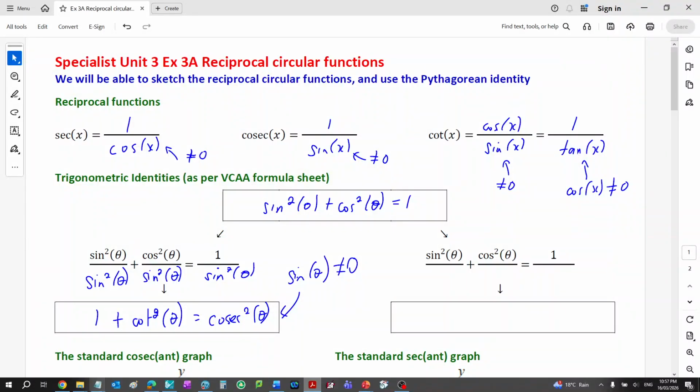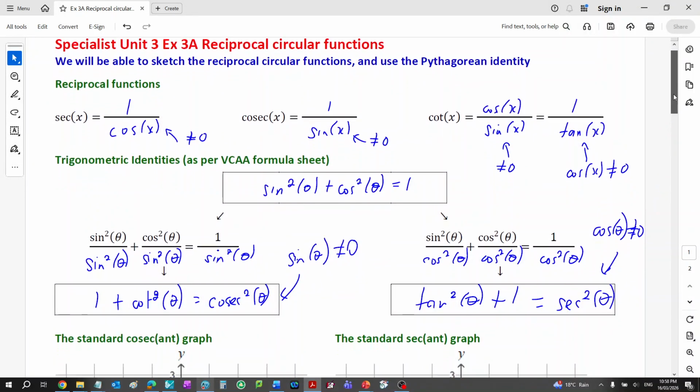Now, over here on the right hand side, we're going to do division by cos squared theta for all terms. Let's do this, and we're left with tan squared theta plus 1. This is equal to 1 over cos squared theta, which is sec squared theta. And for us, we need cos theta to not be 0.